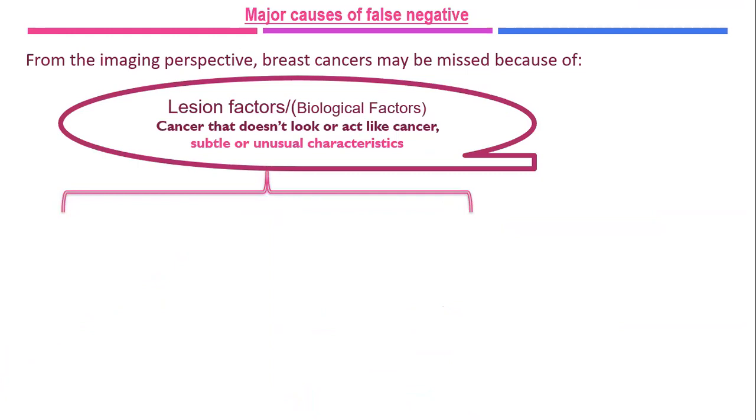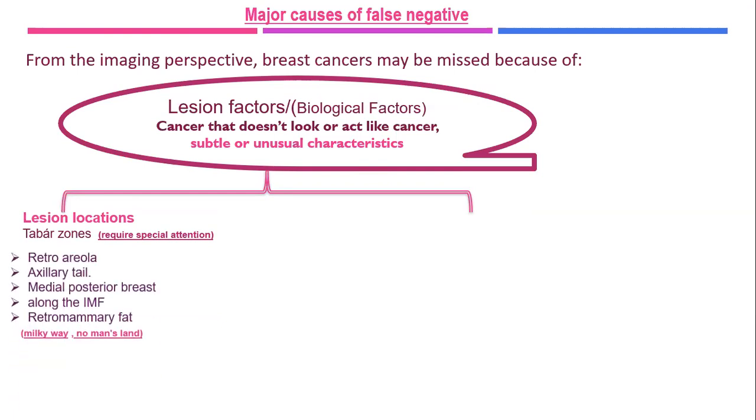Now the lesion factors. The cancer can look not like a typical cancer, with suspicious or unusual characteristics, and we can divide these into two major factors: lesion location and lesion characteristics. If you remember, we talked before about the blind zones or review or forbidden zones, which require special attention and a review of the mammogram after you complete the first reading.